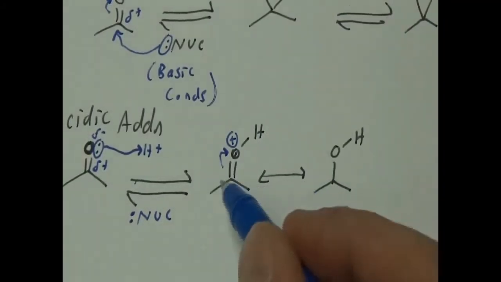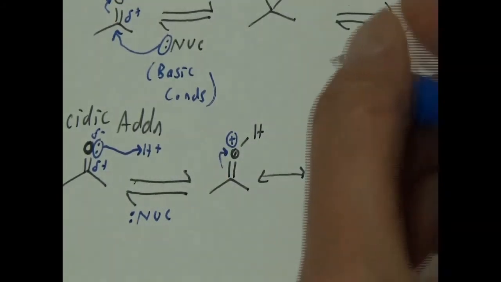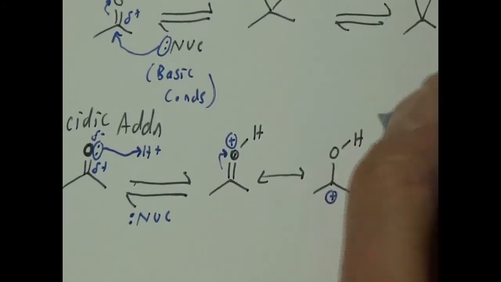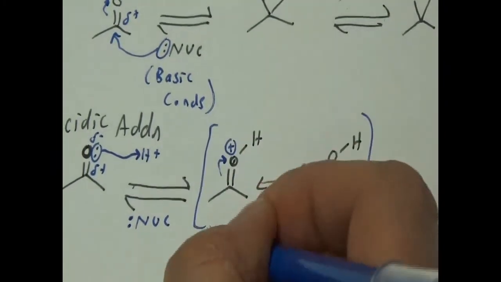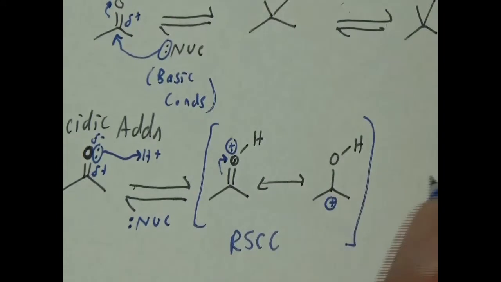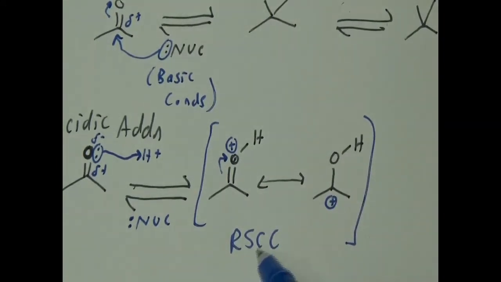Where's the plus charge now? Where did the plus charge go? If the bond went up, you need a plus charge somewhere, and it's down at the carbon, right? And I call this an RSCC, which we've seen before. Resonance stabilized carbocation.